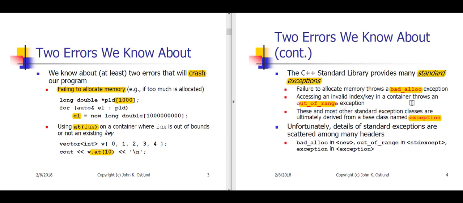It would be awfully handy if all of these standard exceptions were described in the same header, but unfortunately the headers for these different kinds of exceptions tend to be sort of scattered around. Bad alloc is described in the new header. Out of range is described in the stdexcept header. And exception itself is described in the exception header. So let's take a look at how we could use this in actual code.